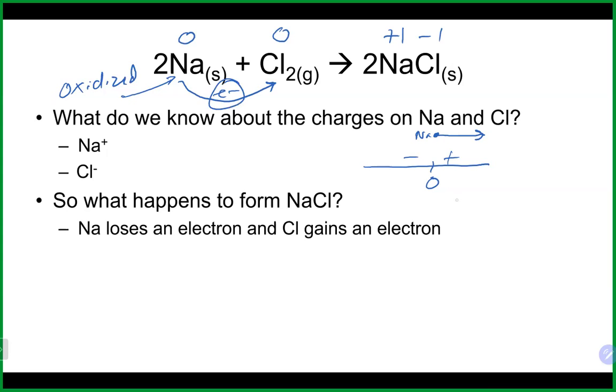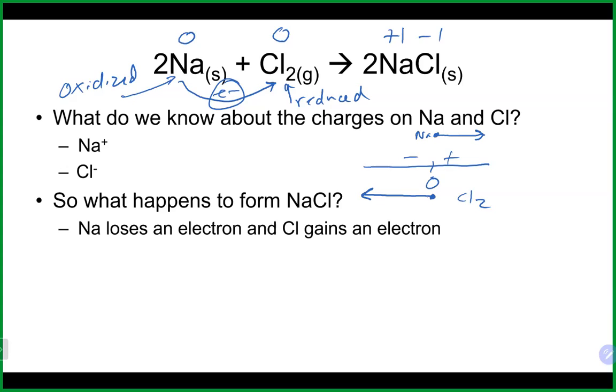And if we look at the chlorine here, chlorine on the left-hand side started at 0, which is like here. And on the right-hand side, it ended at -1, which is moving in this direction, right? And that is becoming more negative, which means the chlorine here is being reduced. So again, that is how you could use that number line to figure out what is being oxidized and what is being reduced in this case.